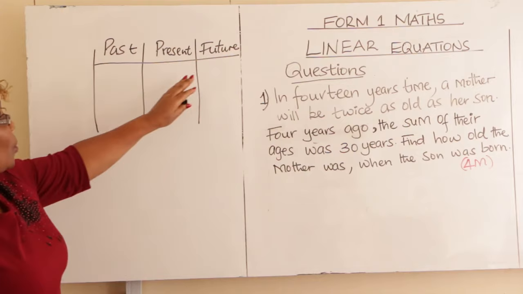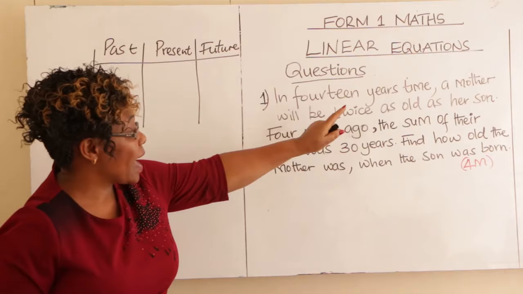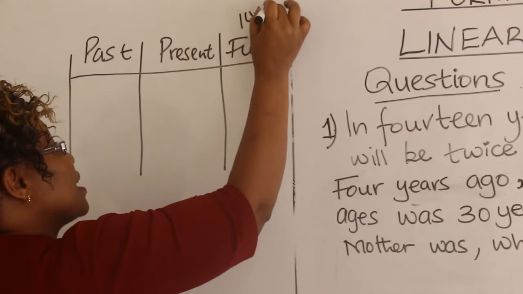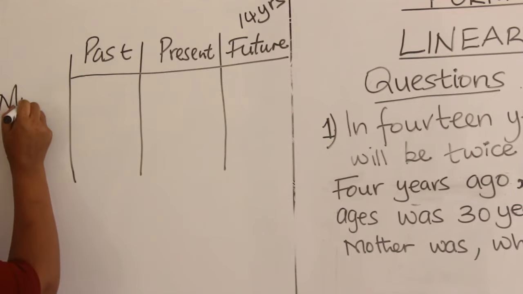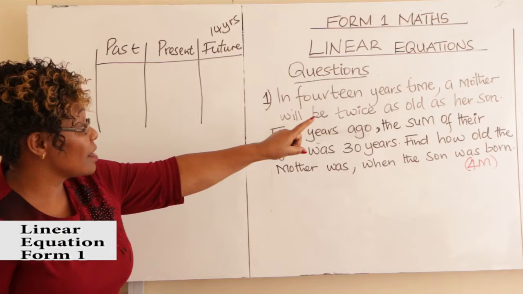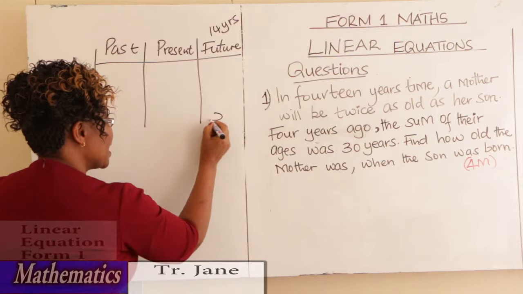So in 14 years time, a mother will be twice as old as her son. You come to the future column because that one is talking about the future. In 14 years time, you write the mother here and the son here. So if the son will be X years, the mother will be 2X.